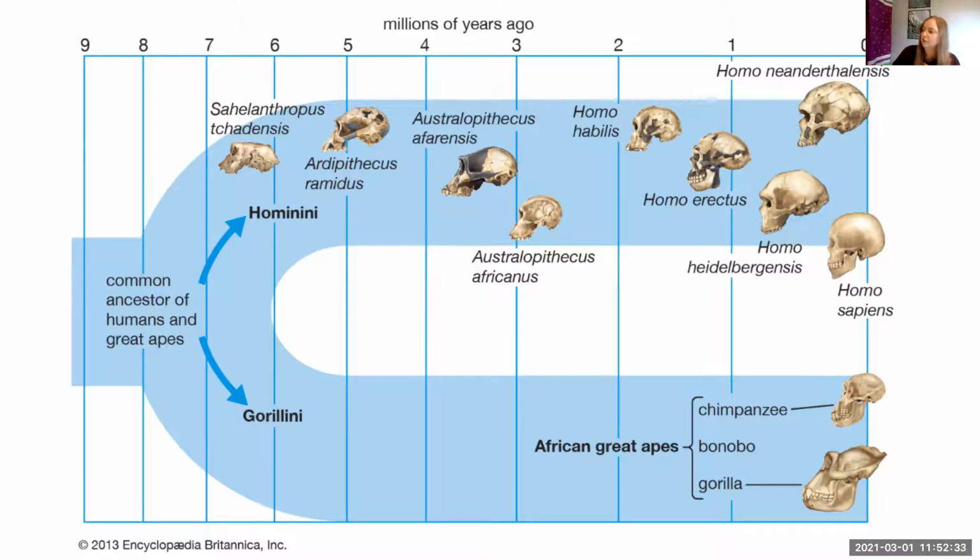Going to millions of years ago being 0, that's current time. Homo sapien is the only one that's still in existence. So we are what you call a monotypic species. We are the only species in our genus.